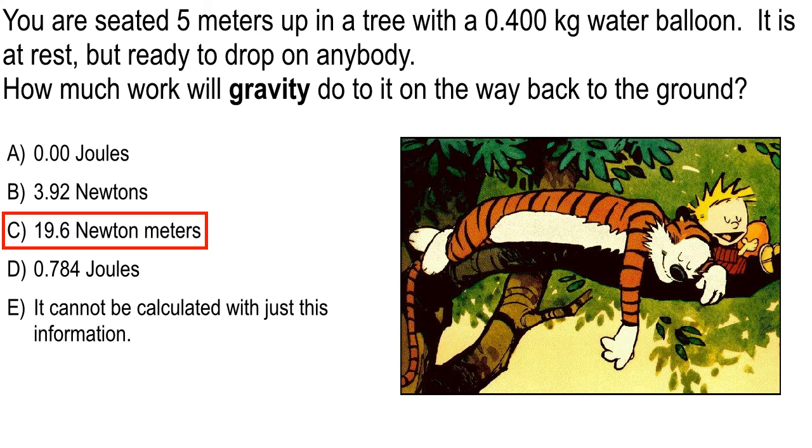All right. Now, the way that I would tackle this, it's mgh. And then work with your minus signs if necessary. This is just asking for a number, so 19.6 is good. 5 times 0.4 is 2. And 2 times 9.8 is 19.6. So that's the way I would do that one. You could do it in your head.